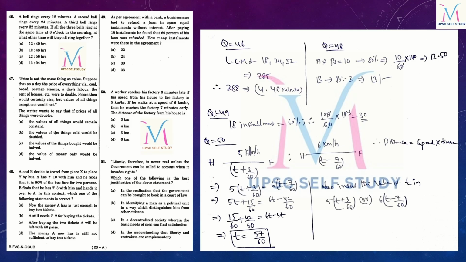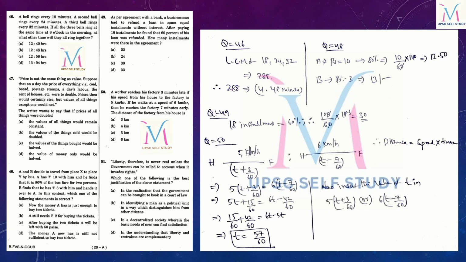The bus fare is 12.50 paise. So if we subtract this 12.50 from 13, 50 paise is left. So for the question number 48, the answer is C. After buying 2 tickets, A will be left with 50 paise. Okay.